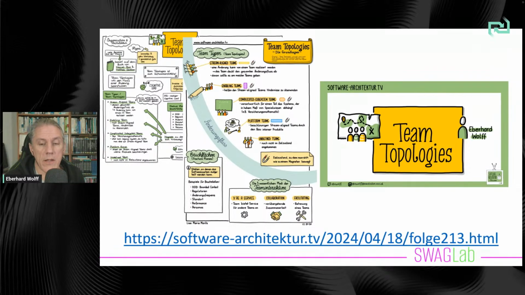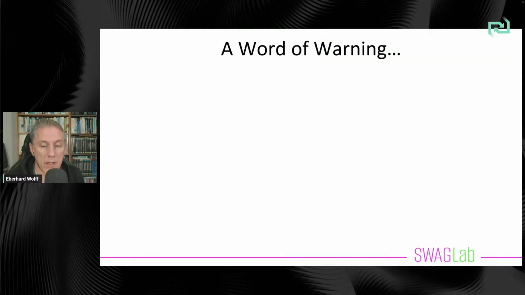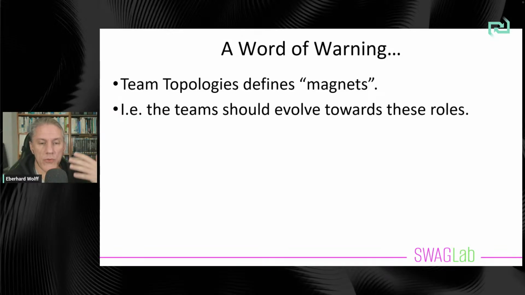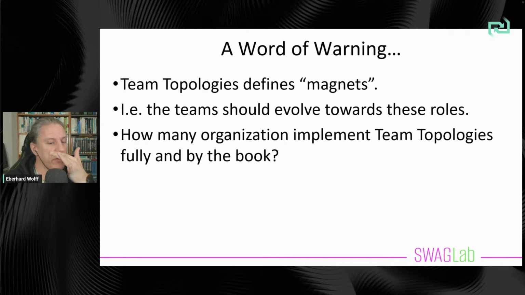And I think an important part here is that team topologies define magnets. So it's the goal that teams should work towards, which raises the question of how many organizations actually implement team topologies fully and by the book. And I'm not sure, because it's a magnet. So quite a few teams are probably on the way towards this goal, but whether they have already made it, that's a different question.